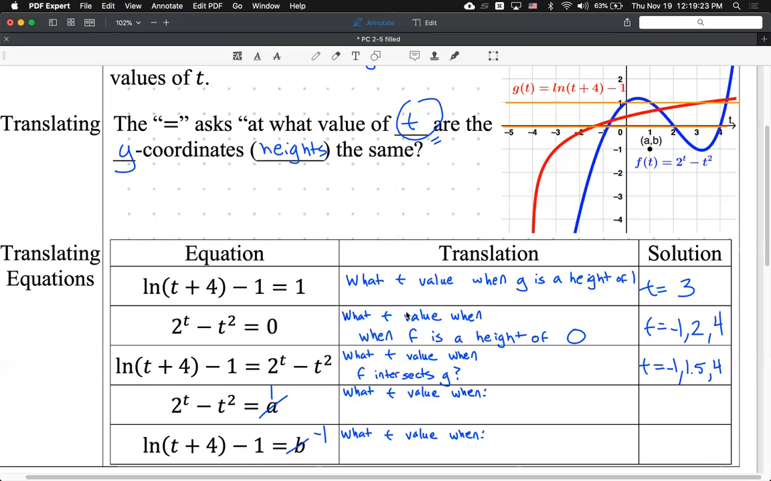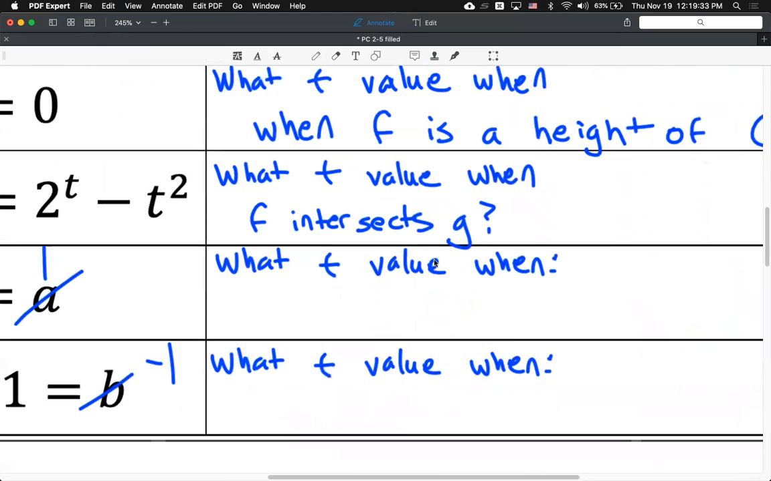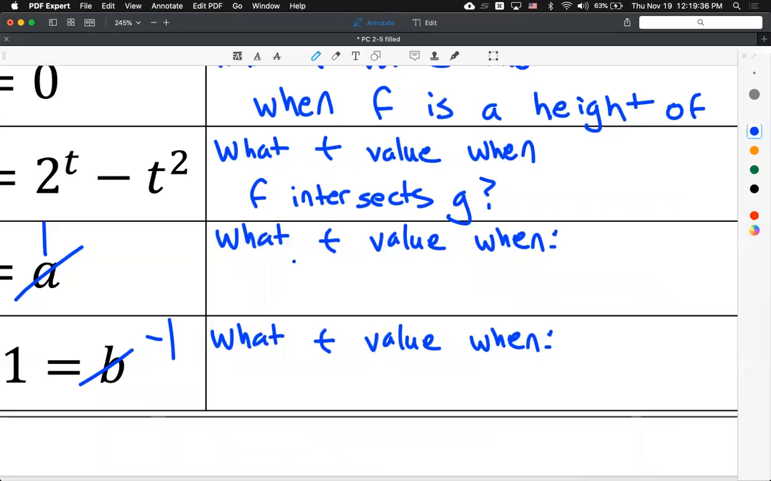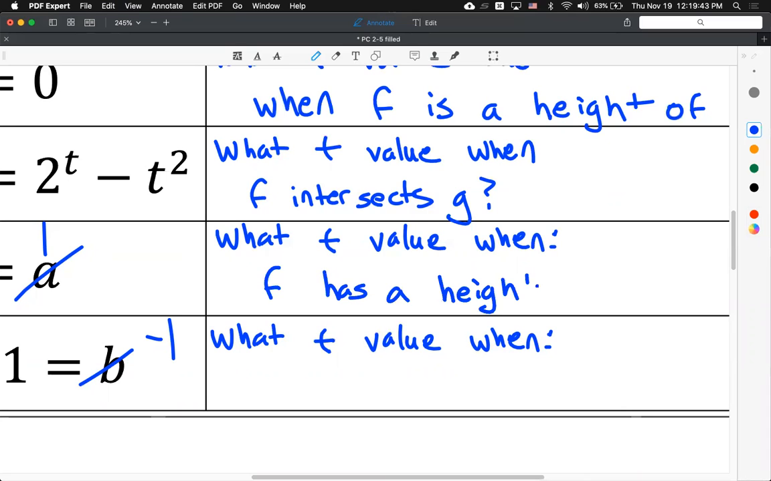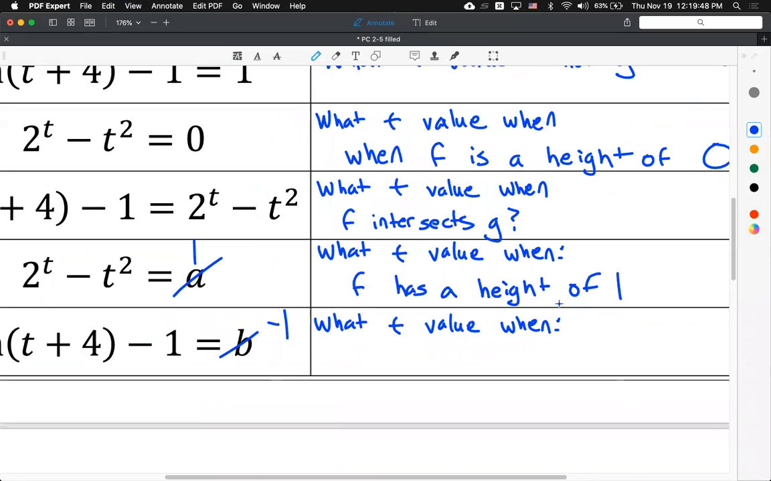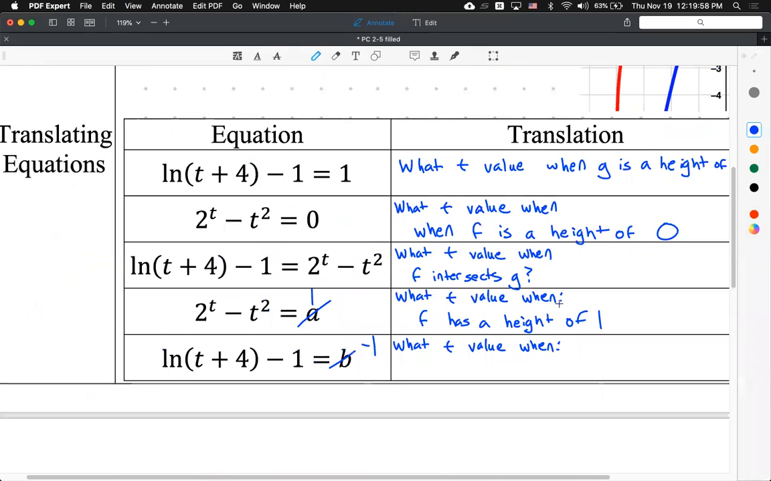When does blue have a height of -1? All right, write it down. Blue is our f. So we say, what t value when f has a height of 1? Again, everything is always heights. Even Ellery's interpretation of intersecting can be thought of as heights. When does f have the same height as g? This is just f has a height of 1.